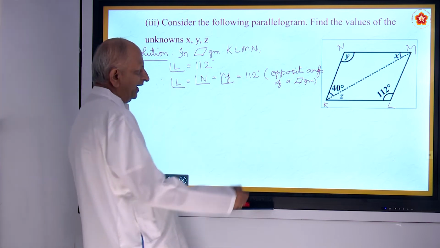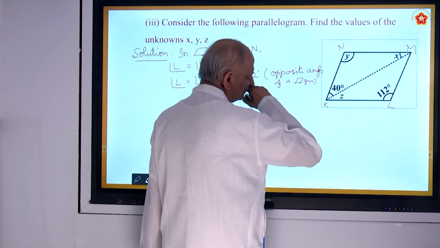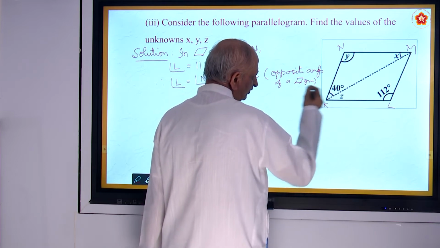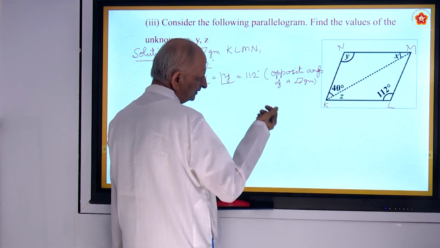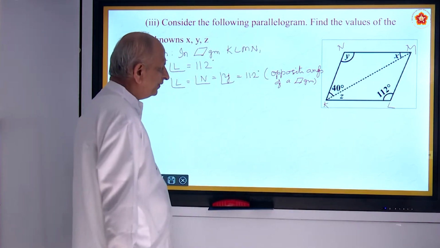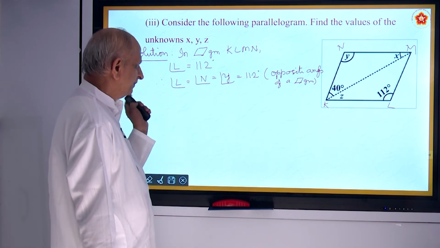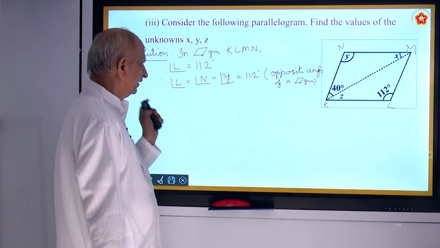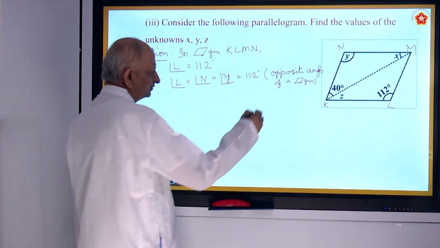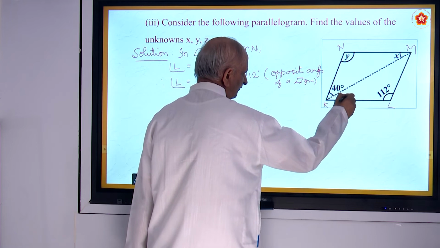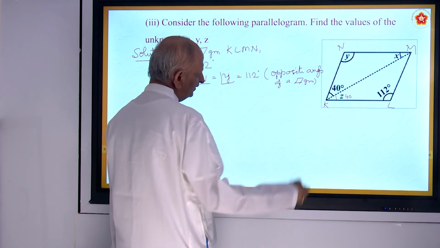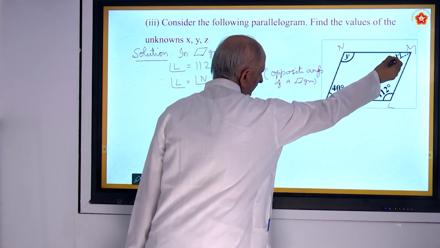This diagonal bisects these angles, correct? So, if this is x, this also will be x, or you can try like this. Sum of K and M is how much? 180 degrees. No, K and M are equal, correct? So, this is 40, this also becomes 40, that is 80, and that is 80 means the opposite angle also becomes 80.